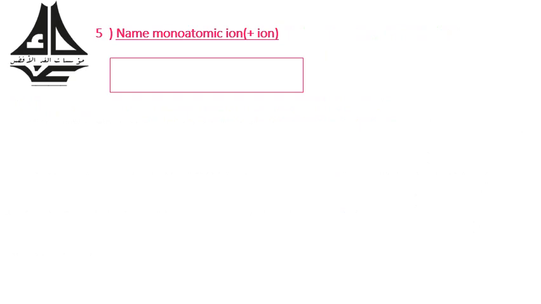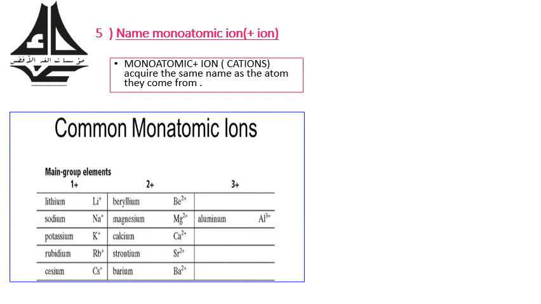Objective number 5, name the monoatomic ion, specifically here the monoatomic cation, monoatomic positive ion, which comes from metals. Monoatomic positive ions, cations, acquire the same name as the atom they come from. And here we have some common monoatomic ions.